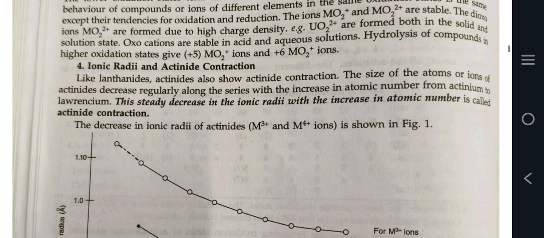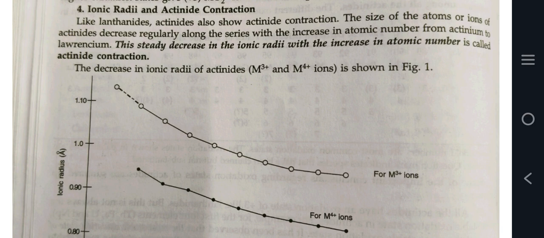Fourth, ionic radii and actinide contraction. Like lanthanides, actinides also show contraction. The size of atoms and ions of actinides decreases regularly along the series with the increase in atomic number from actinium to lawrencium. The steady decrease in the ionic radii with the increase in atomic number is called actinide contraction. The decrease in ionic radii of actinide M3+ and M4+ ions is shown in figure 1.